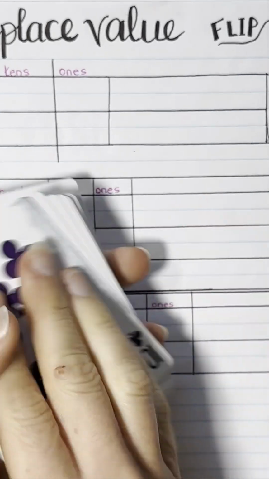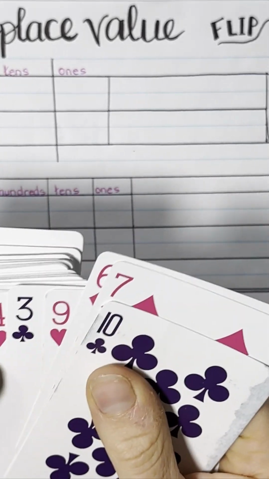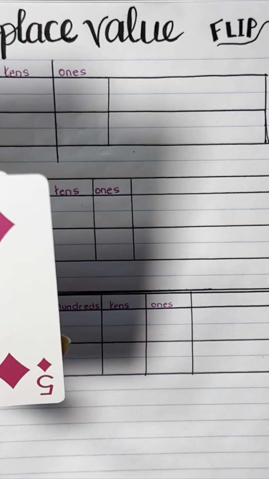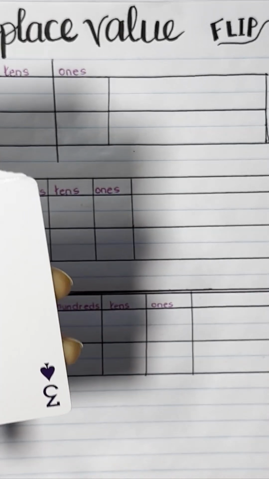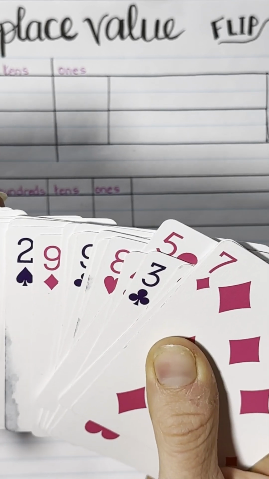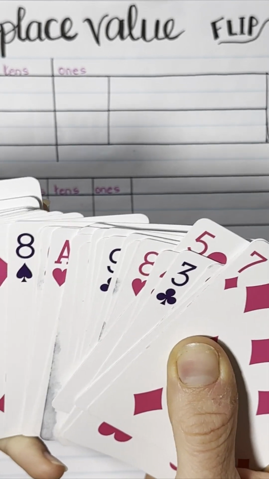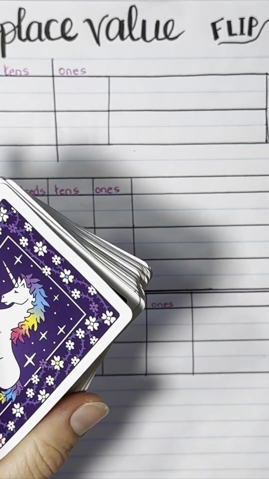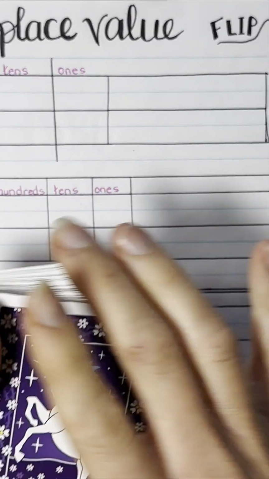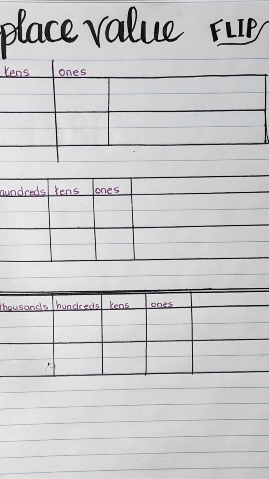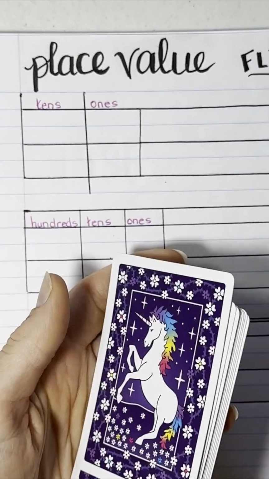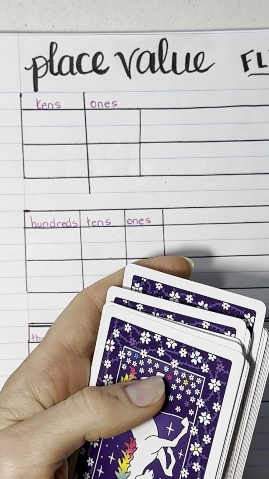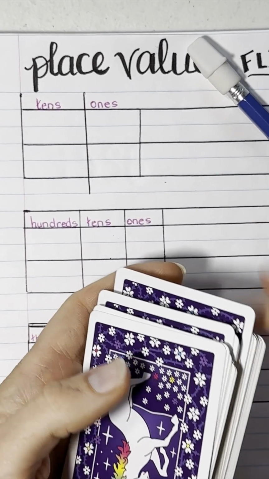You need a deck of cards, and you wanna go through this deck of cards and pull out your 10s, pull out your jokers, the face cards, so kings, queens, jacks, and you can leave ace. Ace is going to stand for 1. Sorry, 10. I've got all my cards sorted here, and this is how you play place value flip-flop. You have your cards. Oh, a pen will help too. I'm going to use a pencil to fill in my chart.